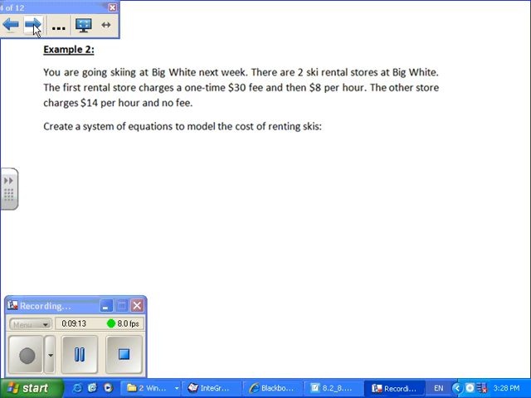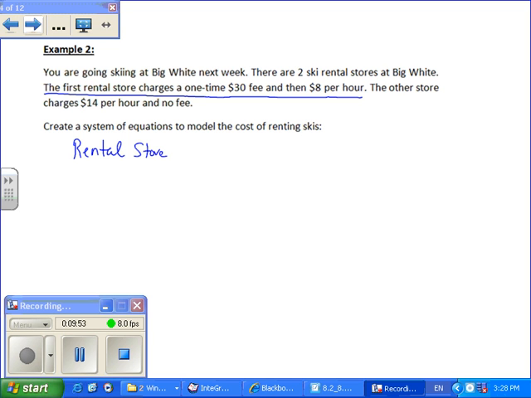Here we have a question that says, you're going skiing at Big White next week. There are 2 ski rental stores at Big White. The first store charges a one-time $30 fee and then $8 per hour. Okay, right away, when we have these word problems, this statement right here refers to the first rental store. So that information, I want to keep that with store 1. So we're going to sort of separate out our information because there's lots of information in this question.